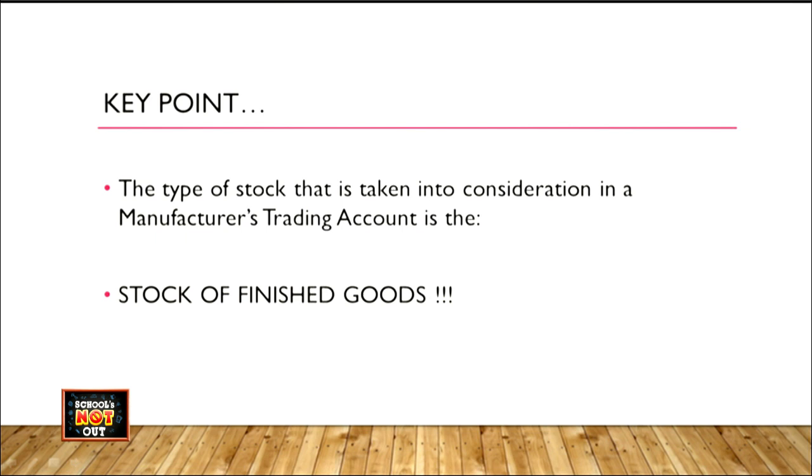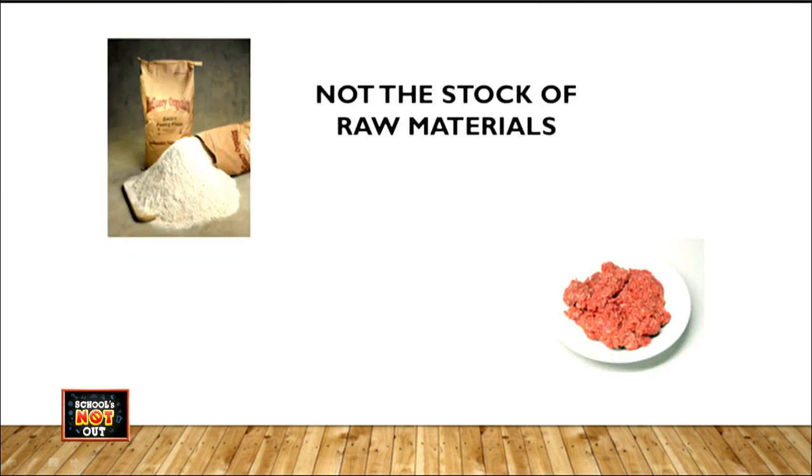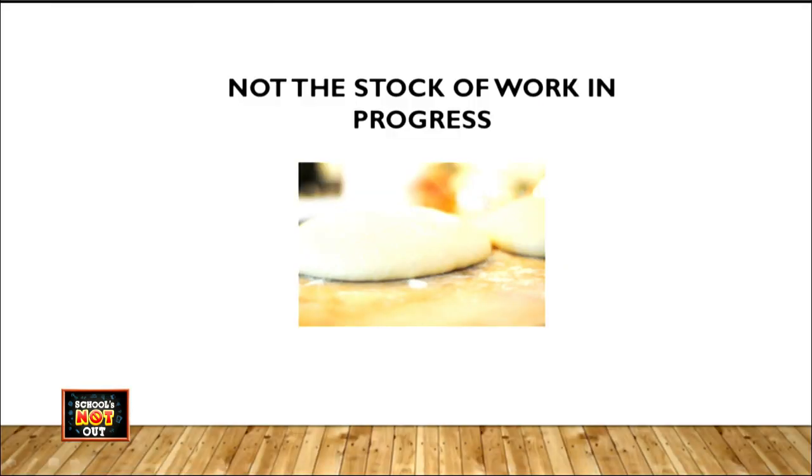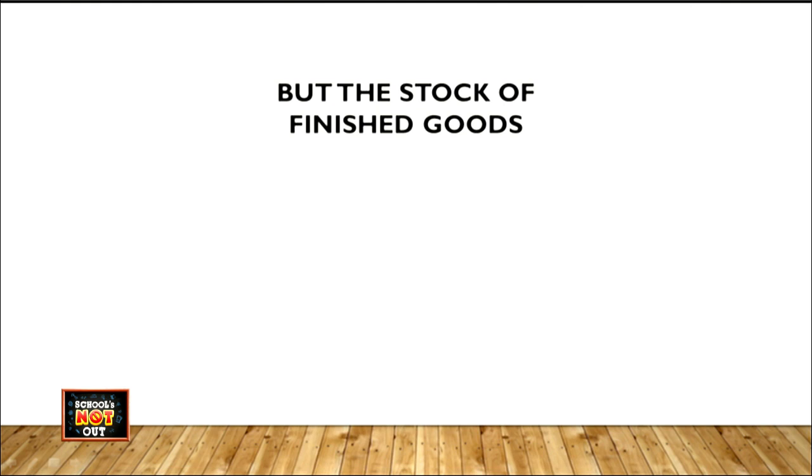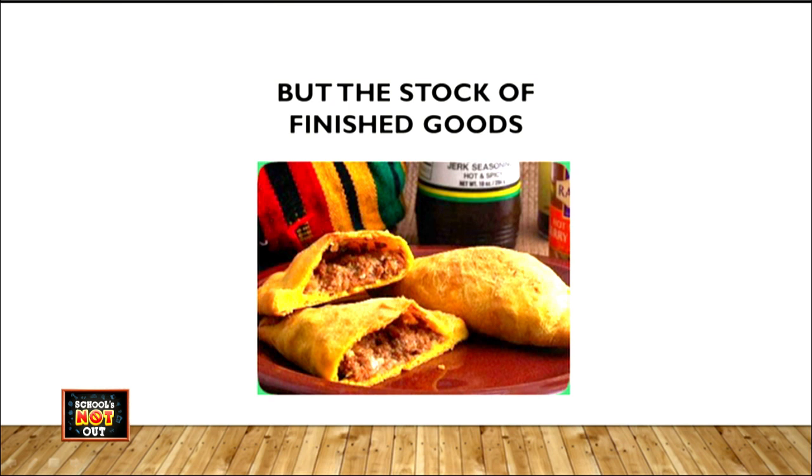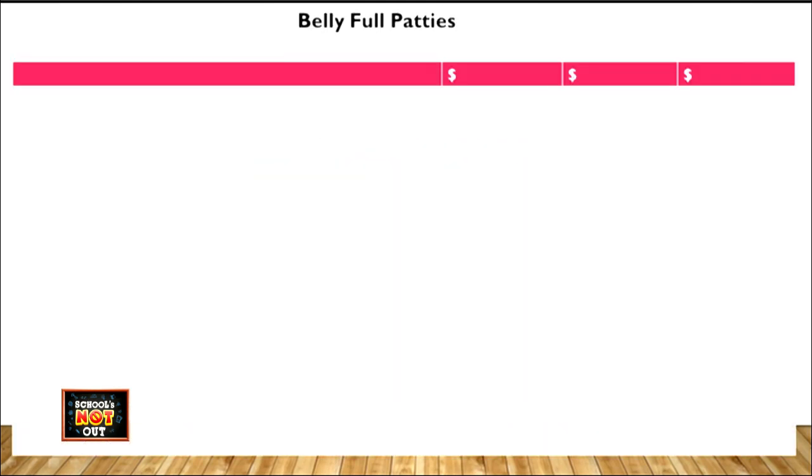Now, students, listen carefully again. We will not be focusing on the stock of raw materials. So, for the previous lesson, where we looked at Bellyful Patties, we would not be considering now in detail the stock of the flour or the wheat that would be used in the manufacturing process. That's raw material. Neither will we be focusing on the stock of work in progress. What we will be focusing on is the stock of finished goods. Yes, delicious patty, finished, ready to bite into. So let's go now, students, into our final accounts for the manufacturer.